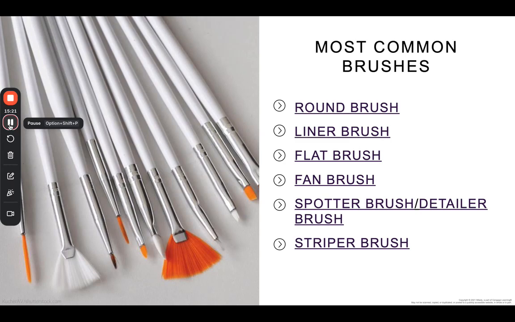Then we have a fan brush, which looks exactly like a fan, and it's also most commonly used for blending and special effects. Then we have a spotter brush or a detailer brush, you can call it either, which is a short round brush with a little belly and a very fine point at the tip.